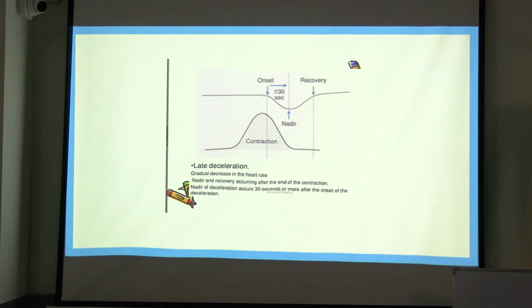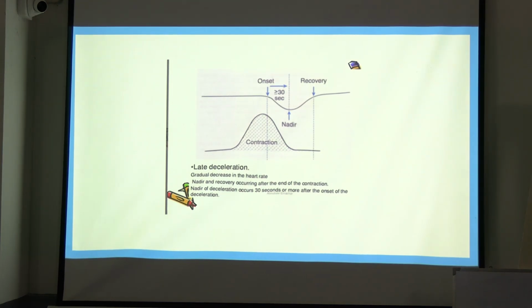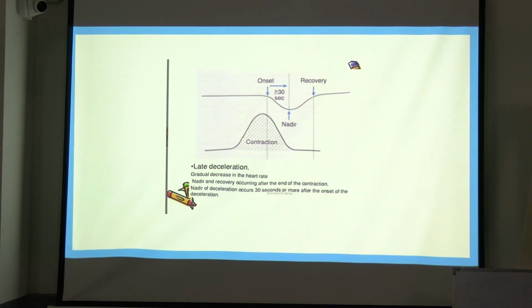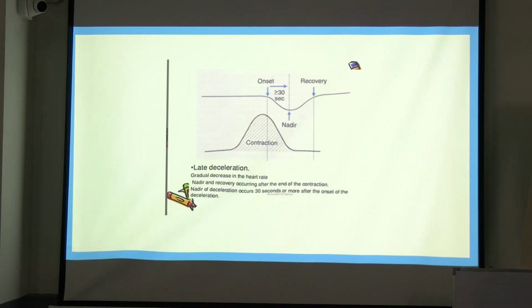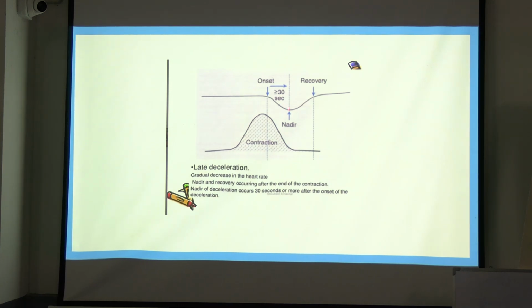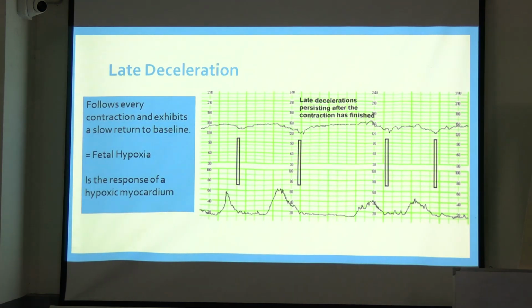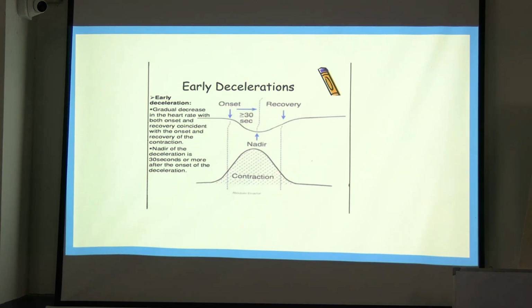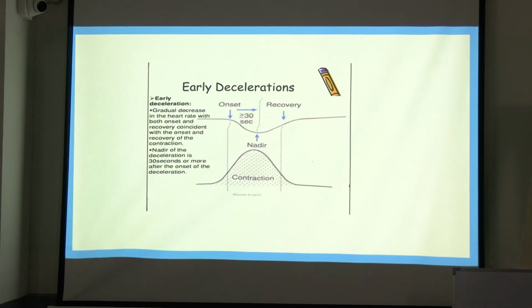Nadir of deceleration occurs 30 seconds or more after the onset of deceleration. It is obviously more than 30 seconds, but the nadir is also after the peak of the contraction. The onset is obviously there, but the nadir is occurring after the peak of the contraction. So this is late deceleration. I mean, the lowest point of the deceleration will fall after the peak of the contraction. And recovery is slow in the late deceleration. In early deceleration, recovery was fast. Whenever the contraction was weaned off, the recovery was there.